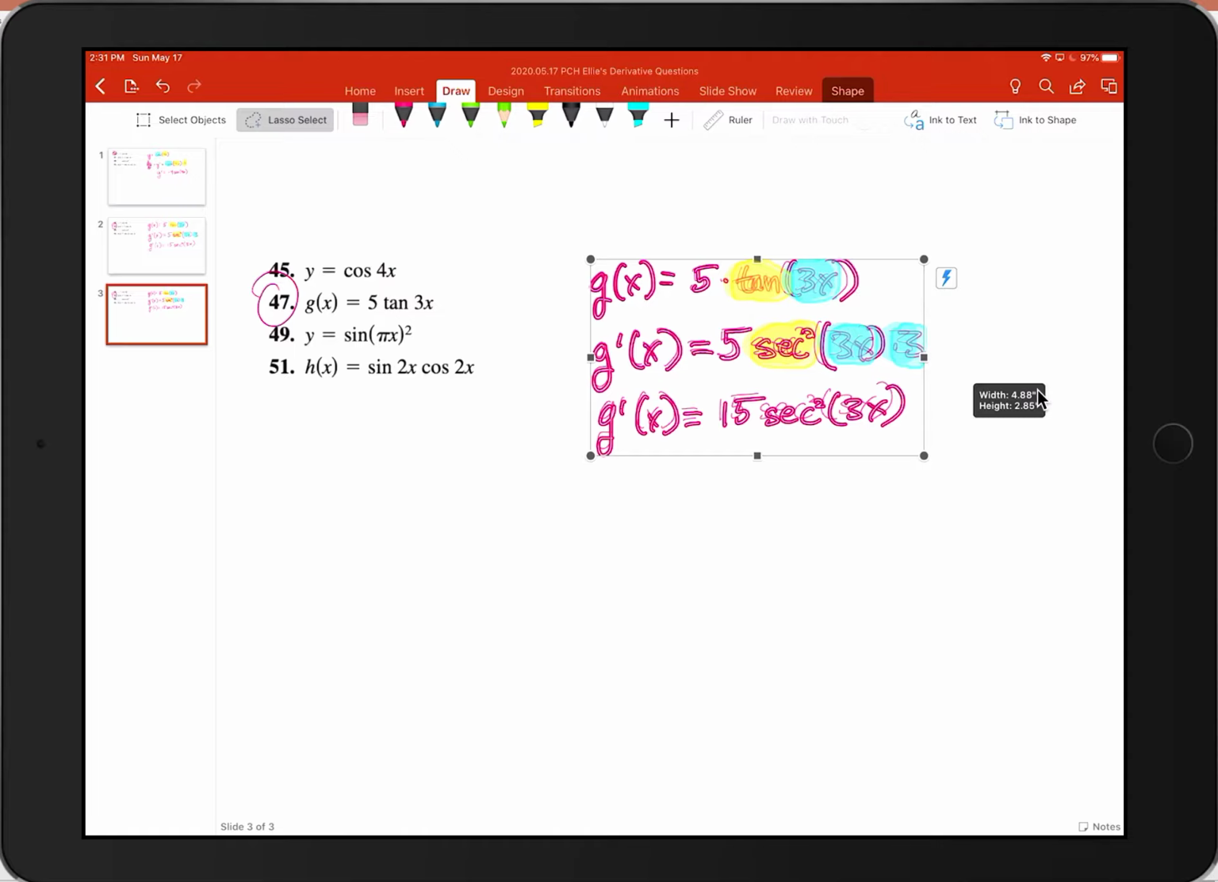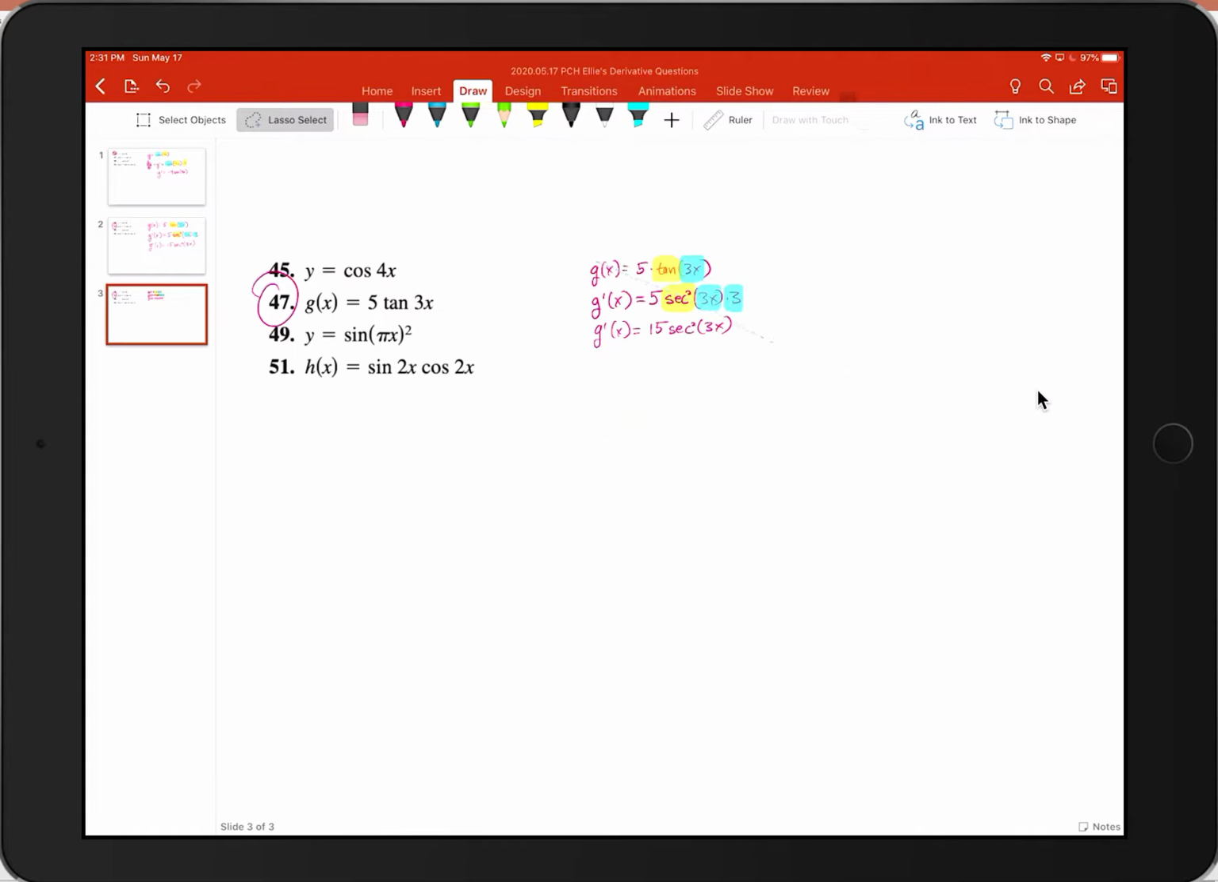So now, let's see. And now let's see if I can get PowerPoint to behave the way I want it to. Okay. I could have just erased it and redone it, but still.